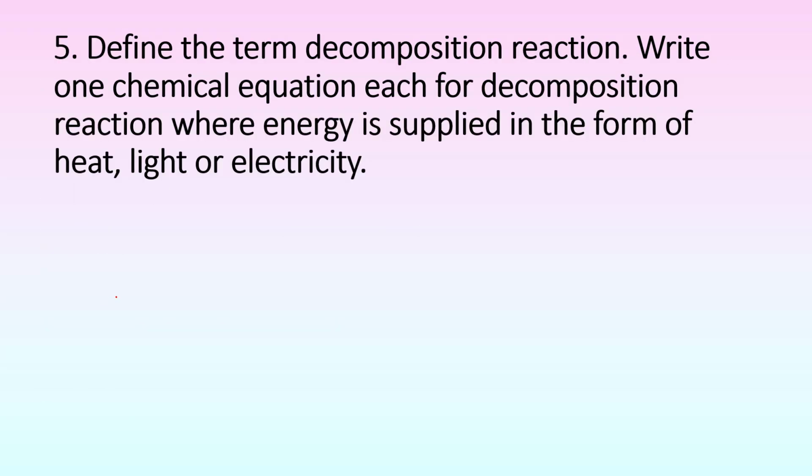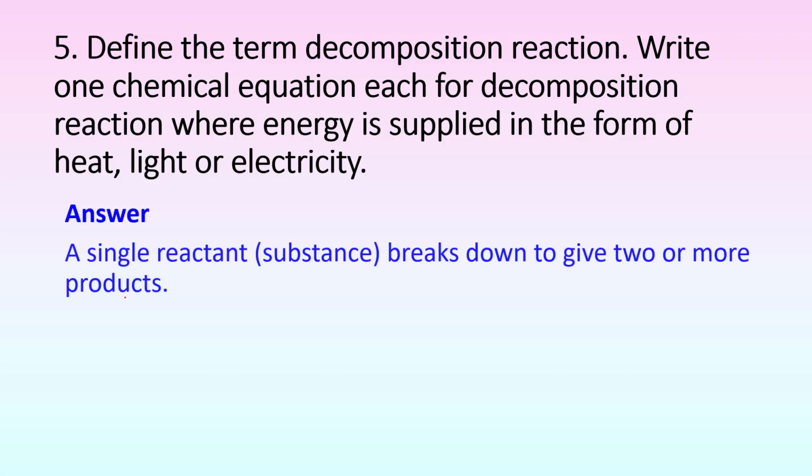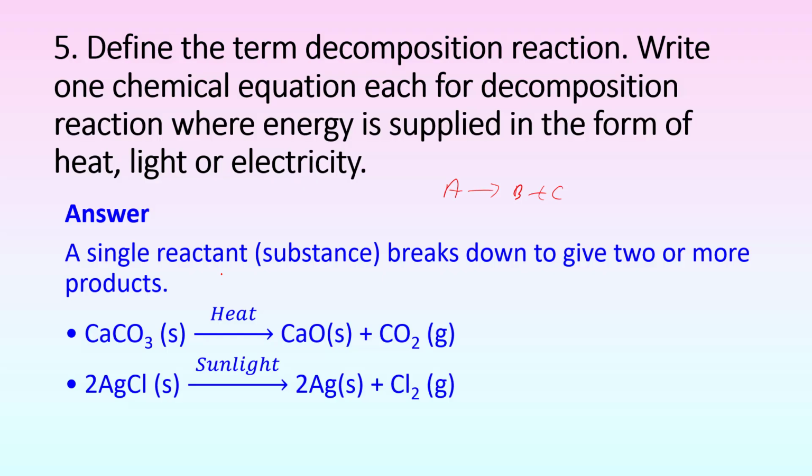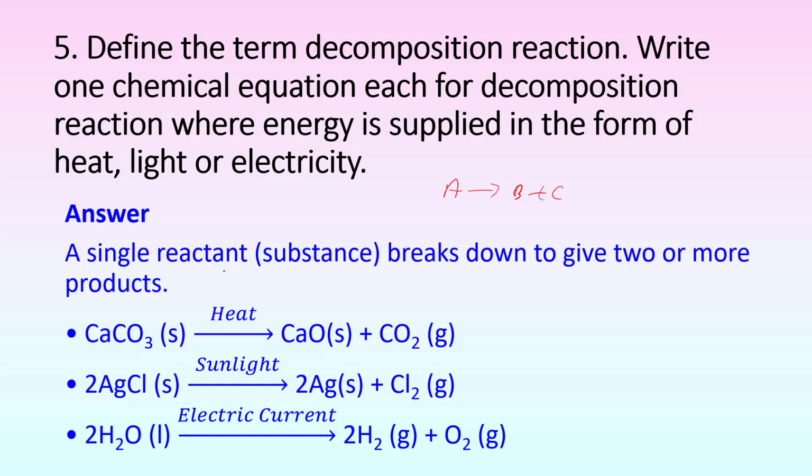Next, question number 5. Define the term decomposition reactions. Write one chemical equation each for decomposition reactions where energy is supplied in the form of heat, light or electricity. So the answer is a single reactant breaks down to give 2 or more products, then it is called decomposition reactions, that is A gives rise to B plus C. Here one example is CaCO3 when heated gives rise to CaO plus CO2. Next, AgCl when exposed in sunlight gives Ag plus Cl2. Next, H2O when electric current is passed through it, then hydrogen and oxygen separate.